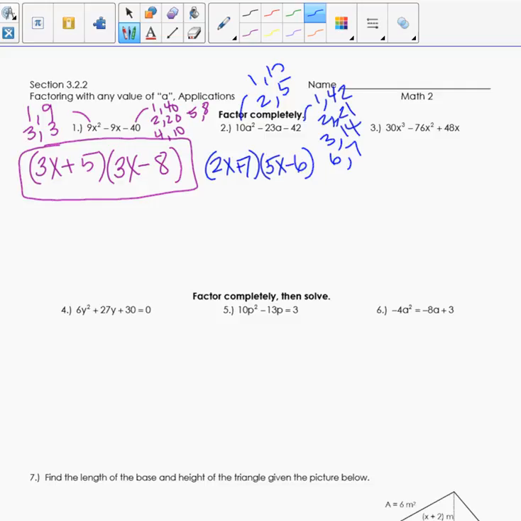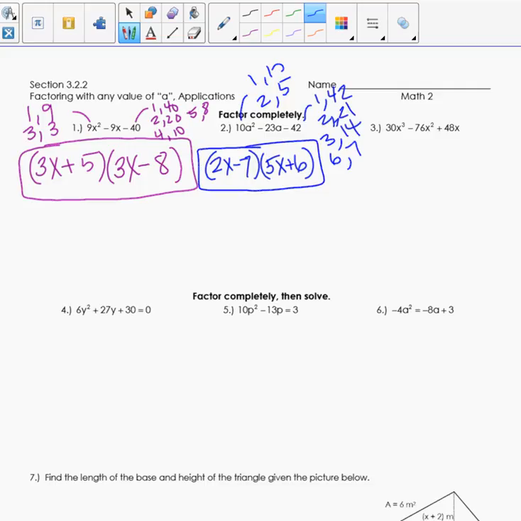So 2x times 5x is, oh sorry, they should be x's, whatever. 2x times 5x is 10x squared. Negative 12x plus 35x is a positive 23. So I just need to change my signs. 7 times negative 6 is negative 42. So make that negative. Obviously check your work. 2x times 5x is 10x squared. 12x minus 35x is negative 23x. And then negative 42. There you go.